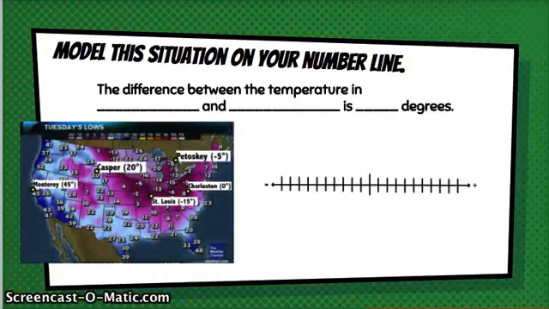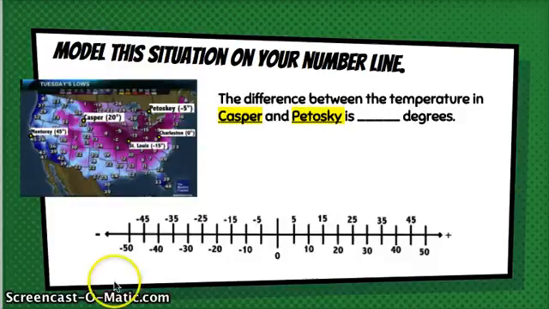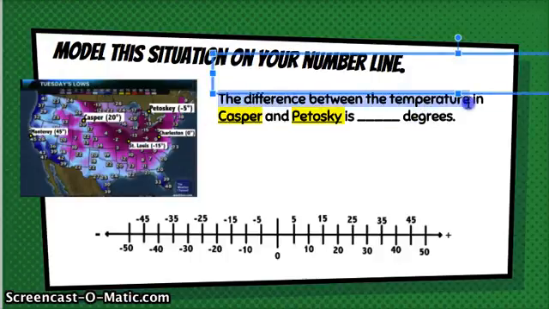Let's look at another example. We're going to look at the difference between Casper and Petoskey. Again, Casper is 20 degrees and Petoskey is negative 5 degrees. So I think I'm going to set my number line up by 5s, like so. Then I need to plot both temperatures, right? Because in this case, they're asking what the difference between the temperatures is.